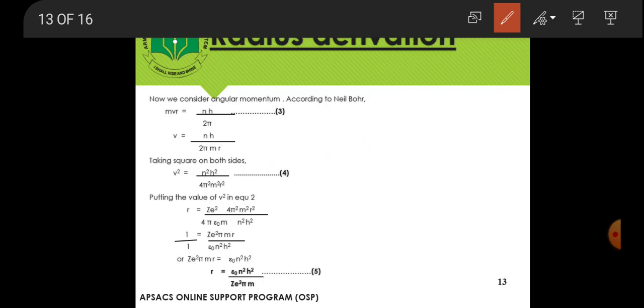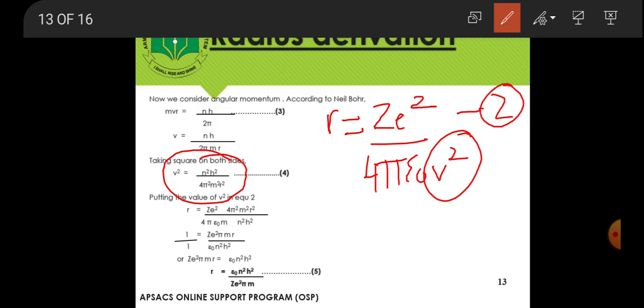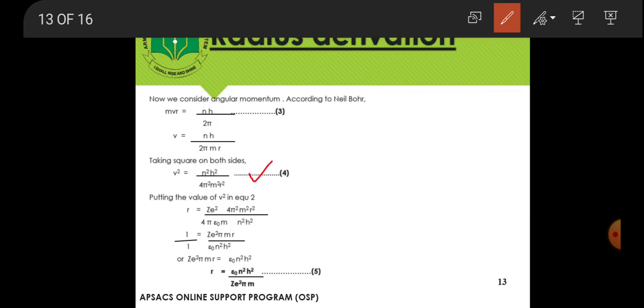Now what we will do, this is equation number 2. Equation number 2 is r is equal to Ze square over 4 pi epsilon naught v square. We will insert the value of v square in equation number 2. But in equation number 2, v is written in the denominator. So when we insert this value of v square in equation number 2, we will invert the equation of v square and then put the value of v square in equation number 2.